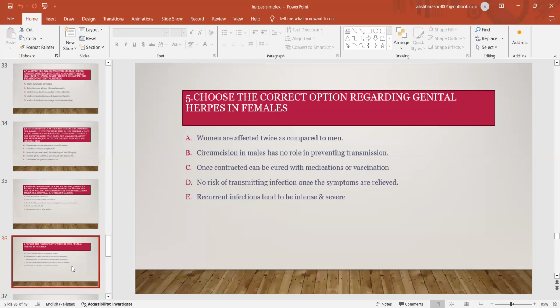Choose the correct option regarding genital herpes in females. A. Women are infected twice as compared to men. B. Circumcision in males has no role in preventing transmission. C. Once contracted, can be cured with medications or vaccination. D. No risk of transmitting infection once the symptoms are relieved. E. Recurrent infections tend to be intense and severe.